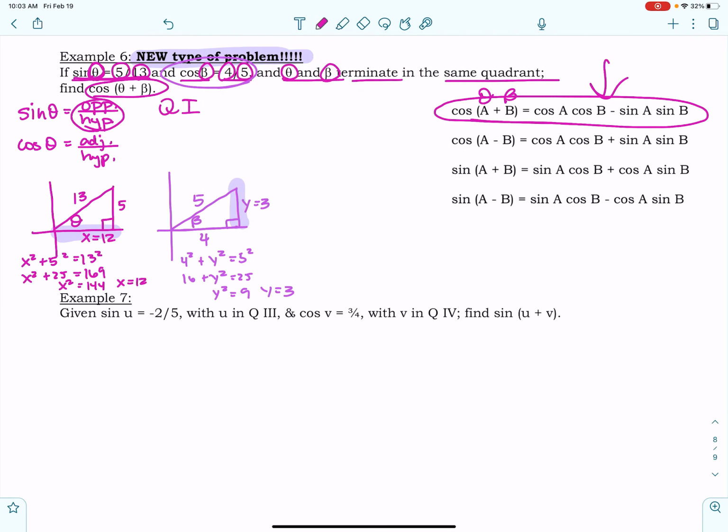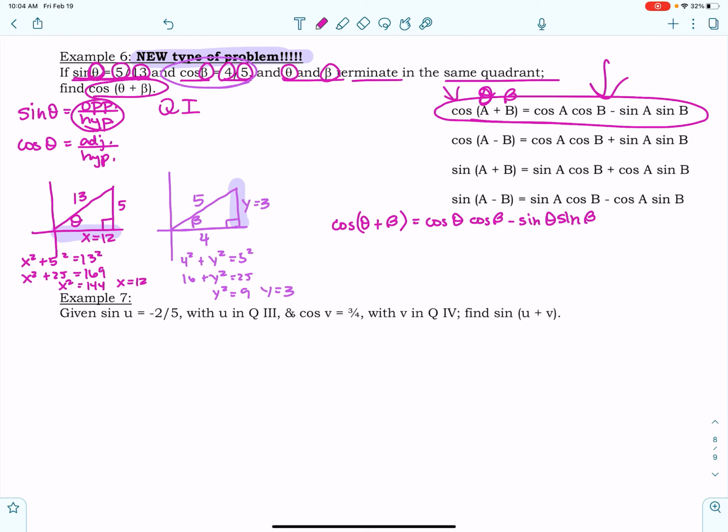So I've already told you that we're using this sum identity right here. So that means that I need to find those values and write that accordingly. So I am going to replace A with theta, I already told you that, and B with beta. So I am going to have cosine theta plus beta. So that's going to equal cosine theta times cosine beta minus sine theta sine beta. Okay, so I'm done with that now.